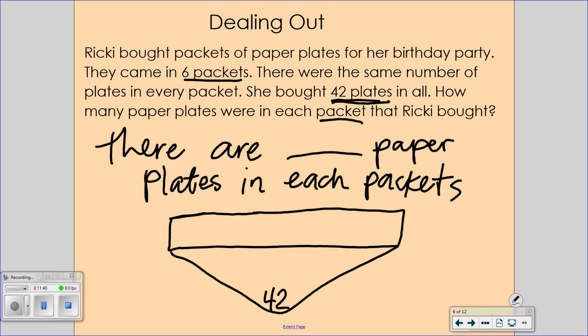Raise your hand if you can find something else that I know. Because there's another piece of information that can help us. Lucy, what you think? We got 6 packets. So if I have all my plates lined up, there's 6 packets in there. So packet 1, packet 2, packet 3, packet 4, 5, and 6. 6 packets.